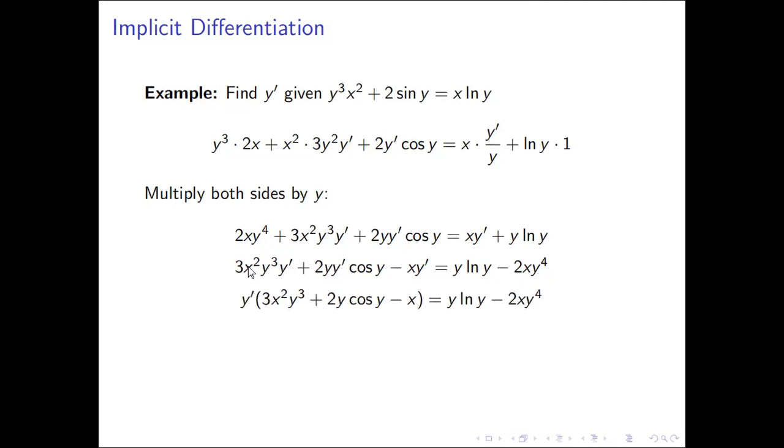Factoring y prime will leave you with just the, quote unquote, coefficients of y prime. And afterwards, you can just bring it down to get the expression for y prime. And we have y prime in terms of x and y, found by implicit differentiation.